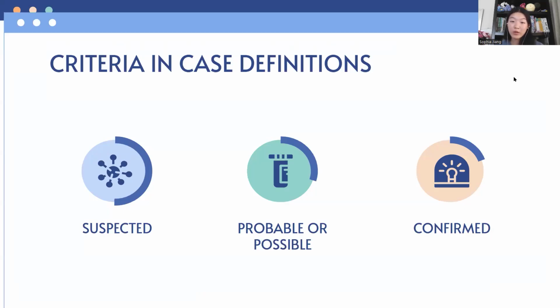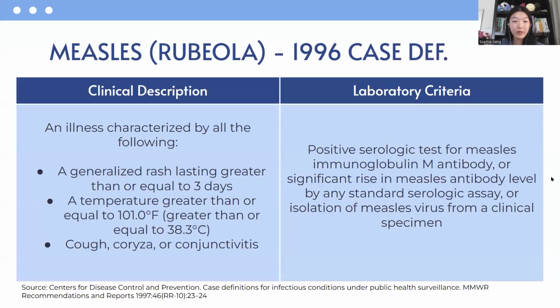So let's go more into the criteria for case definitions. So for the criteria, there are 3: suspected cases, probable or possible cases, and confirmed cases. So this is listed in order of how likely it is that this person has that disease, that this case is a real case. So suspected being the least certain and confirmed being the most certain.